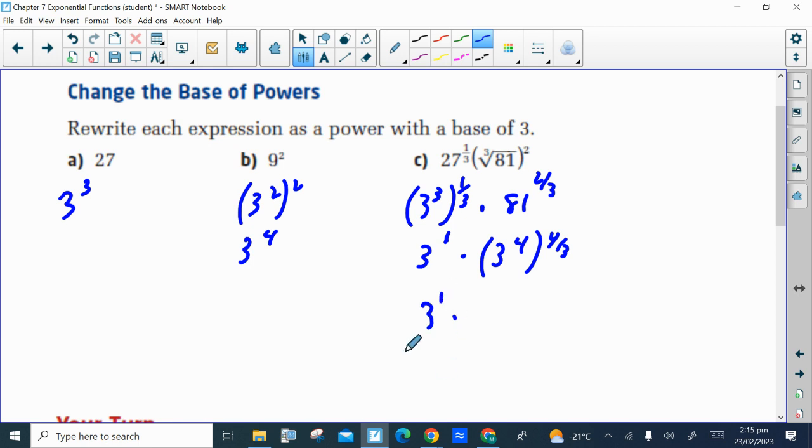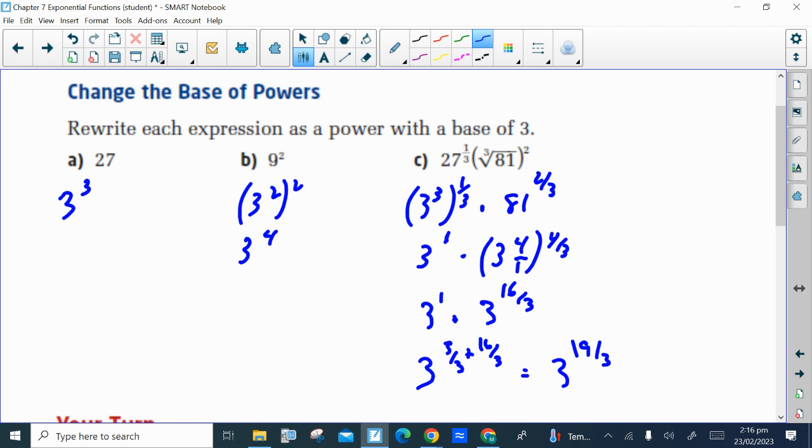And you can multiply these exponents together. The 4 would be 4 over 1, because when you multiply fractions, it's top times top, bottom times bottom. So that would give us 3 to the 16 over 3. And now we are multiplying powers with the same base. The law says you add the exponents and keep the base the same. So I'd have to write this 1 with a base of 3 by saying it's 3 over 3 plus 16 over 3. And now we can add those and get 3 to the 19 over 3. So now we've rewritten that expression as a single power with a base of 3.